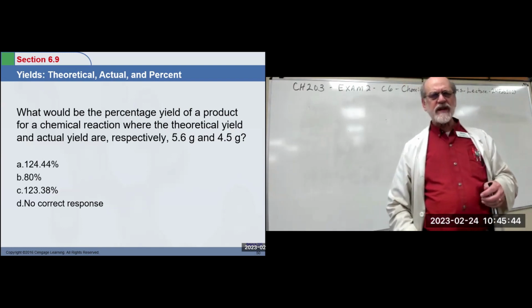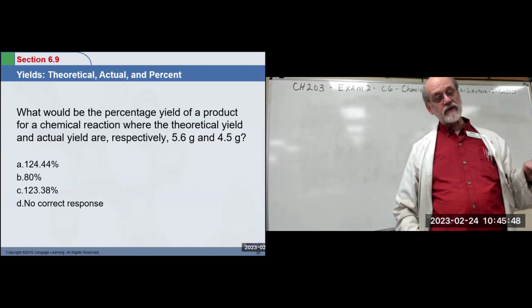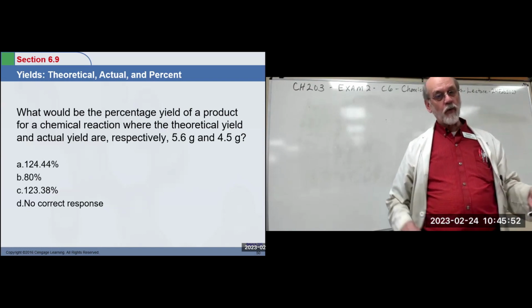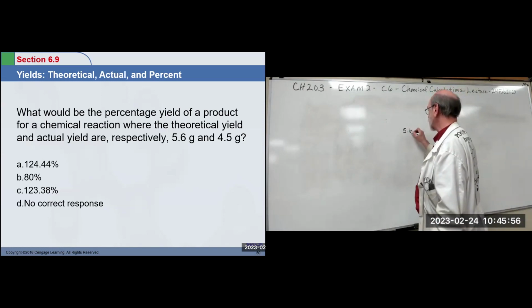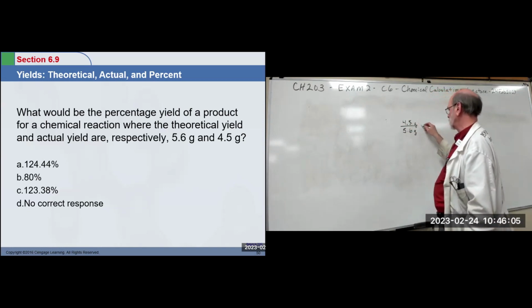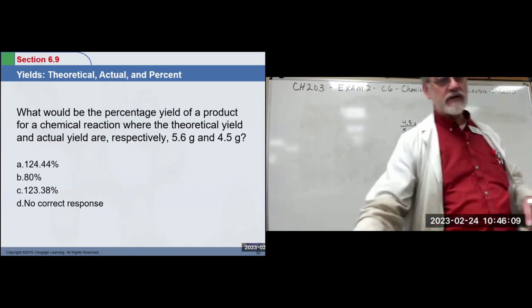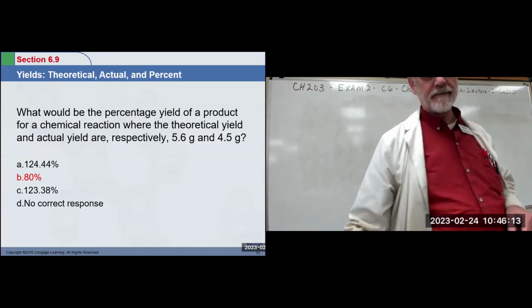Okay, what would be the percentage yield of a product for a chemical reaction where the theoretical yield and the actual yield are these? 5.6 grams is the theoretical, 4.5 is the actual, times 100. That's the calculation. And it's probably in the neighborhood of 80%.